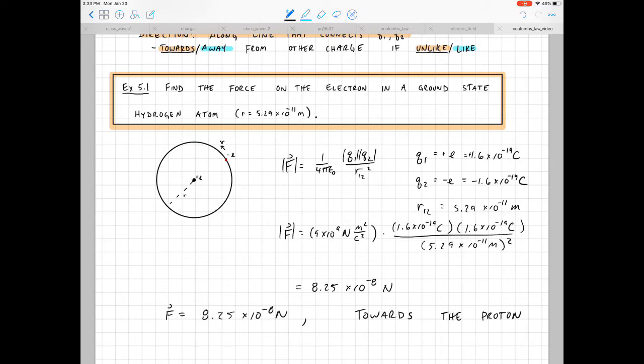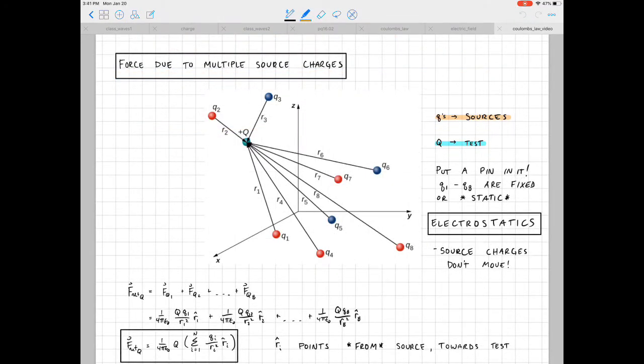And that is the force on the electron in a ground state hydrogen atom. Okay, so the Coulomb force law allows us to calculate the force of repulsion or attraction between two individual point charges. And so the obvious next question is, well, what if there are multiple charges that are repelling or attracting your charge of interest? And so that's what we're going to look at here.